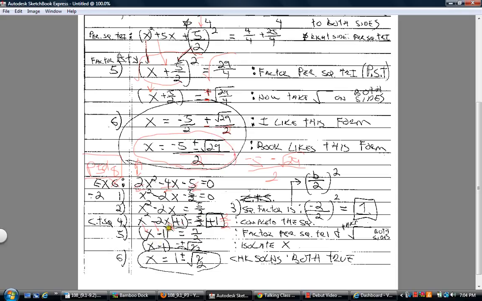Okay, now here's the big step. Take the square root on both sides. You know the drill. What drops down is the base. X minus 1 drops down. You got plus or minus the square root of 7 divided by the square root of 2.